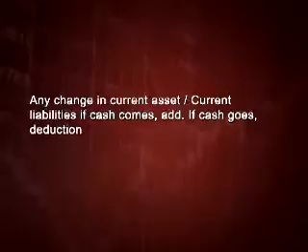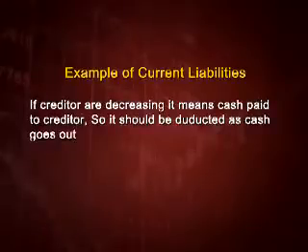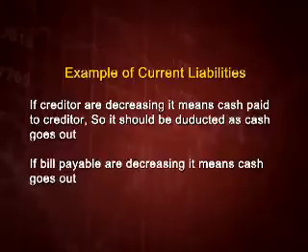So let's learn one basic mantra for current asset and current liability, that is any change in current asset or current liability: if cash comes, add. If cash goes, deduct. Let us take an example of current liability also. If the creditors are decreasing, that means cash is paid to creditors, so it should be deducted as cash goes out. Similarly, if bills payable are decreasing, that means cash is going out.